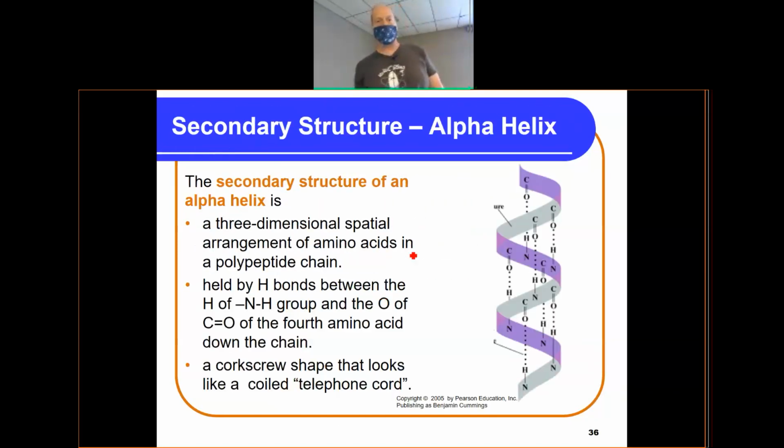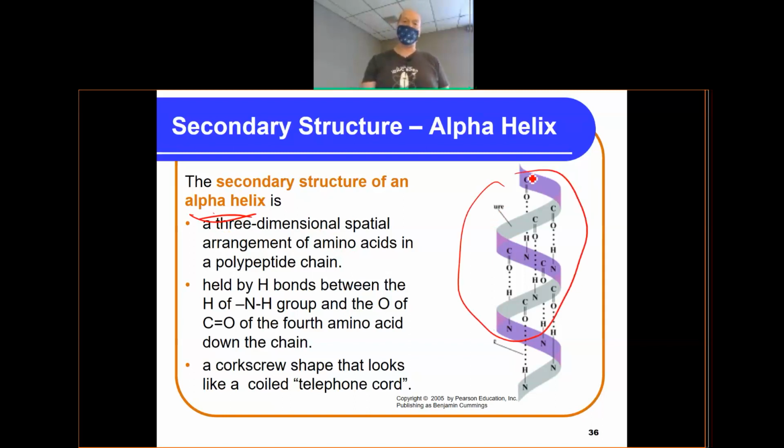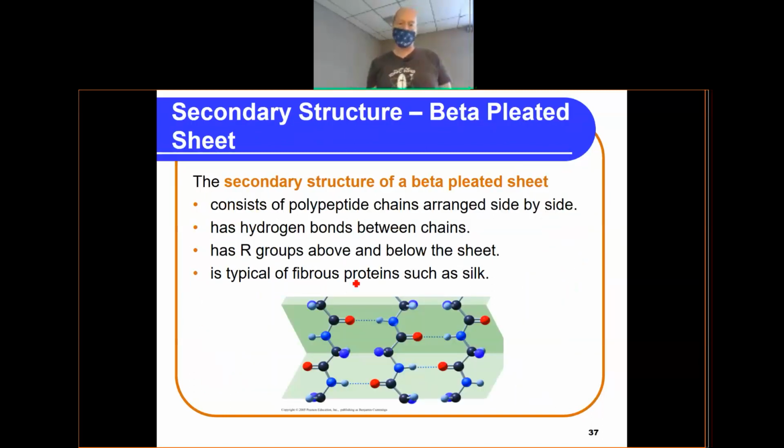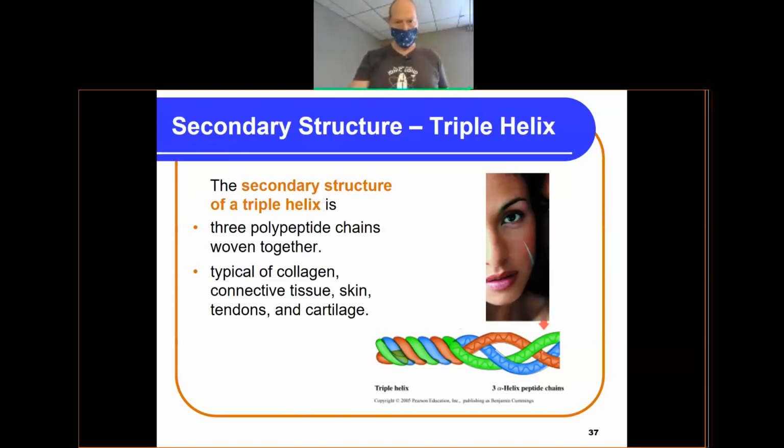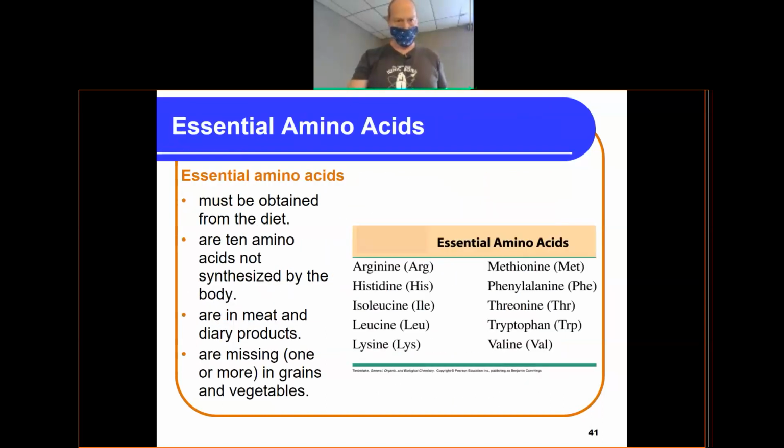Hydrogen bonding. So you have your secondary structure, and that's when you have your hydrogen bonding. And that again is your alpha helix with hydrogen bonding or your beta pleated sheet. Your secondary structure is all about hydrogen bonding. Okay, you can also have the triple helix.